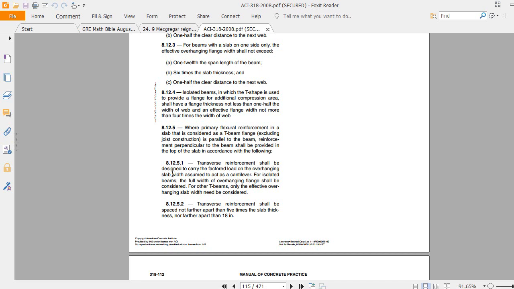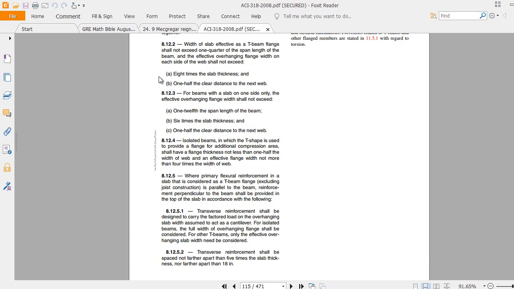Transverse reinforcement shall be designed to carry the factored load. For isolated beams, the full width of overhang flange shall be considered. For other T-beams, only the effective overhang slab would need to be considered. And you already know that the overhang portion in the case of a T-beam will be equal to 8 times the slab thickness or 1/2 the clear distance to the next web.